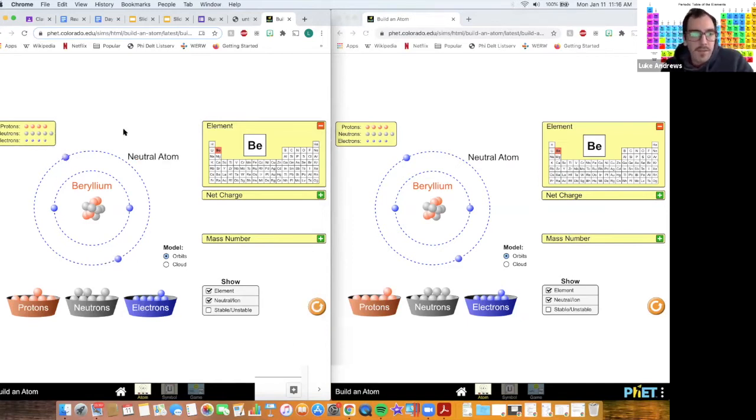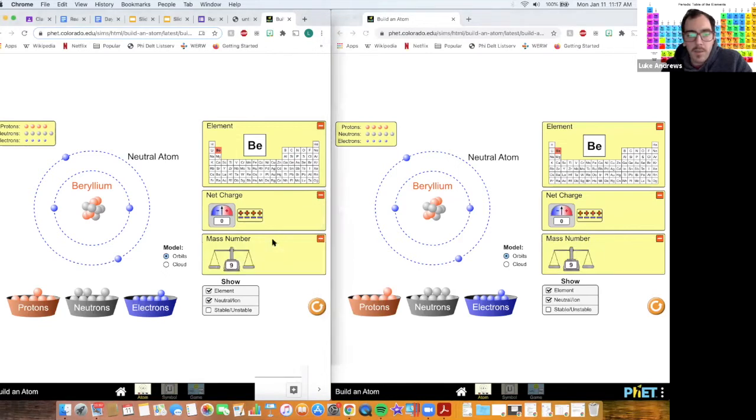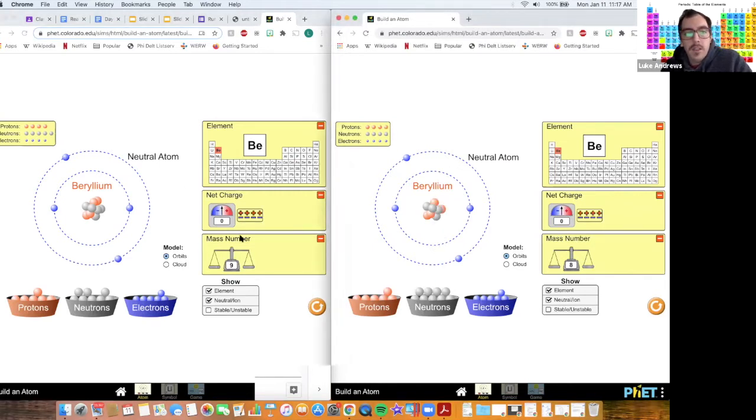So we have a net charge of 0 on both of these. We have an atomic mass on both of these. So in our practice problem, they did not have the same. So I'm going to take one of these neutrons away. All right. So now we have beryllium 9 over here and beryllium 8 over here. Are they both neutral atoms? Yes. Are they both beryllium? Yes. Do they both have the same number of protons? Yes. Do they have the same number of neutrons? No.